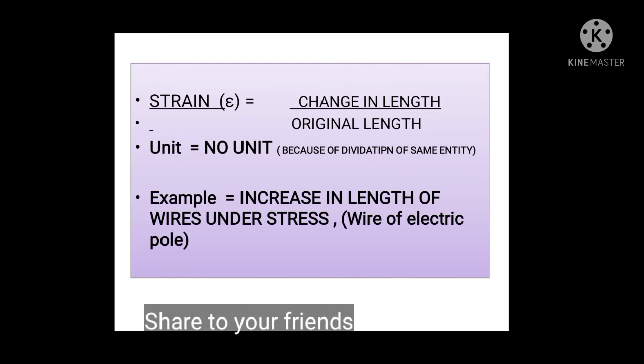Third concept is strain. What is strain? Strain is change in length upon original length. Since both these entities have the same unit of length, that's why it has no unit. Now, an example of strain is the increase in the length of a wire which is under a stress. We can see many wires hanging on two poles bend down due to the stress applied on them, and their length increases, so it causes a strain.